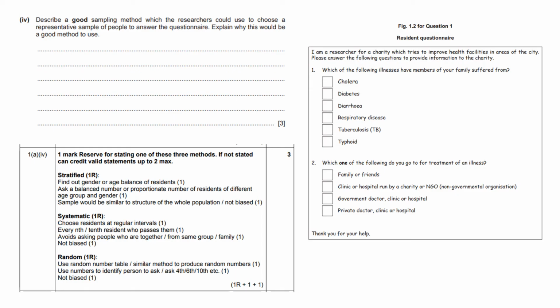Again, I've given you another example, some more ideas of notes you can put into your particular revision strategies and whatever you're doing to revise for this part of the course. And again, when you've got a question like this, describe a good sampling method. Just to recap, state what that method is, if it's stratified, systematic, or random. If it's systematic sampling, choose residents at regular intervals. You're using the words from the question in your answer.